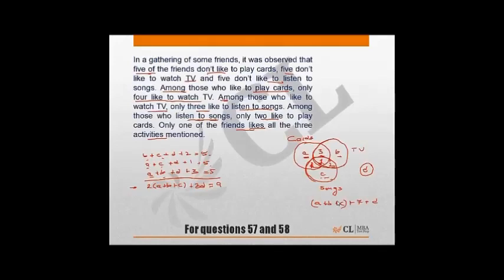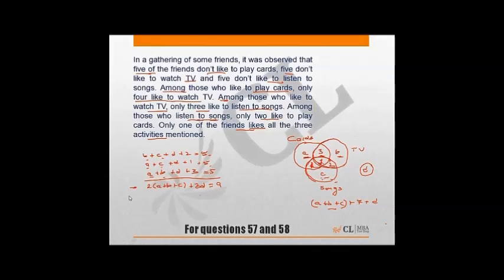Number of friends who like exactly one of the 3 activities is nothing but A plus B plus C. Okay, this is the one, A plus B. Only A, B and C like exactly one of the 3 activities. Okay, so let's check out if we can get the answer directly without individually finding the values of A, B, C.